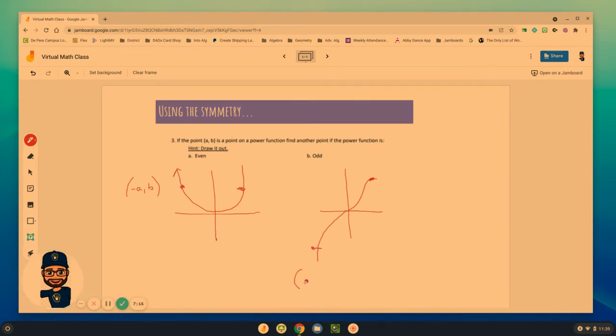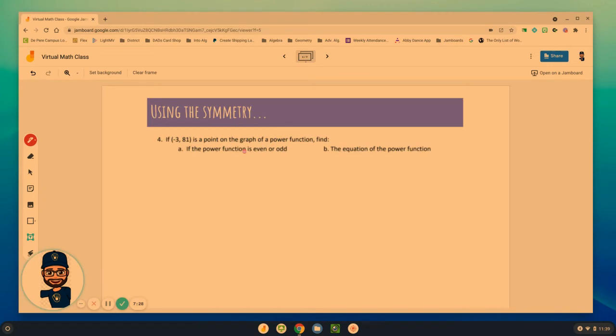Well, what are the points down here? They're both negative. And so we can sort of draw them out, in a sense, to help us figure out where they should be located. Okay, and that's really what's key in some of this stuff.